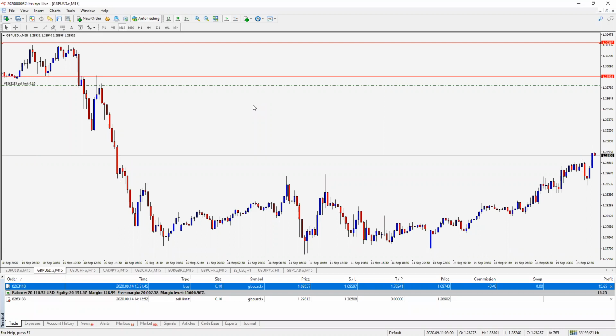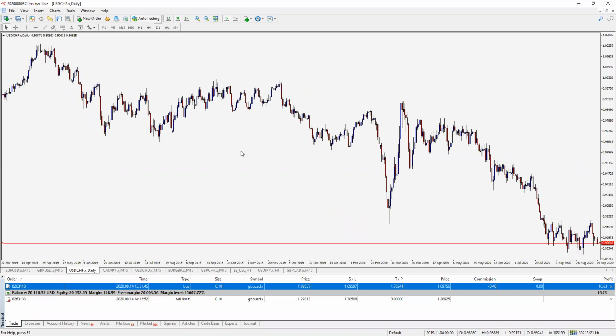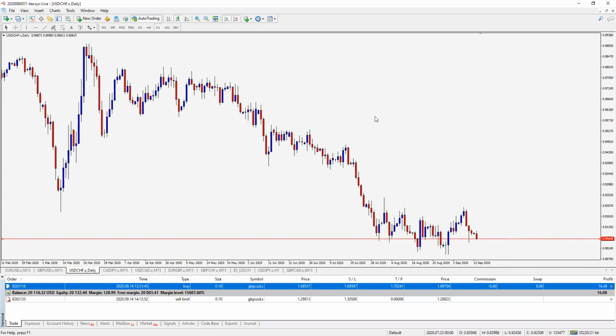US dollar Swiss. All right, okay. This is the US dollar Swiss. I'll take it up. Let's start from the daily chart and then just roll down. This is the daily chart. Okay, I'll zoom in a bit, and this is how it looks.